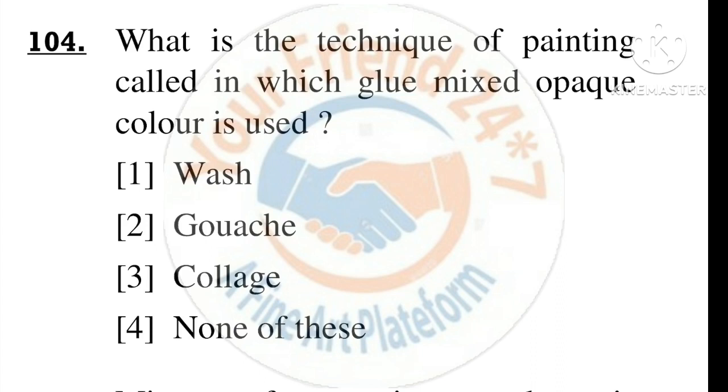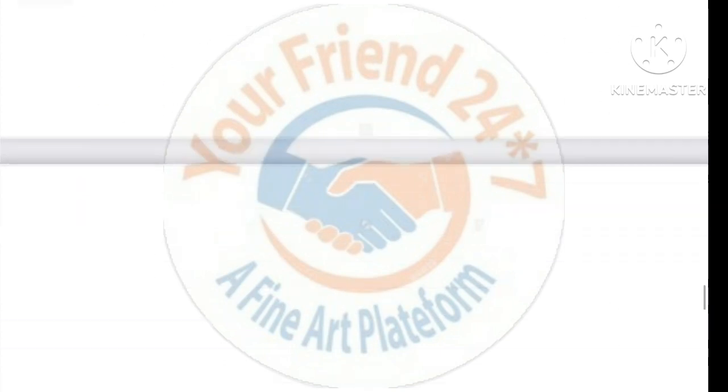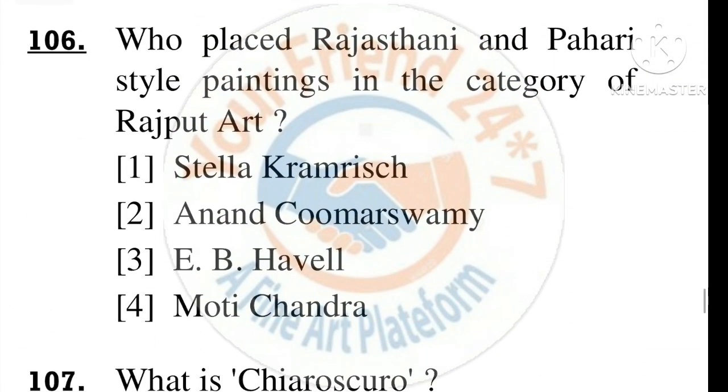Next question, what is the technique of painting called in which glue mixed opaque color is used? Gouache is the right answer, option number 2. Next question, the mixture of two primary colors is known as secondary color, option number 2.